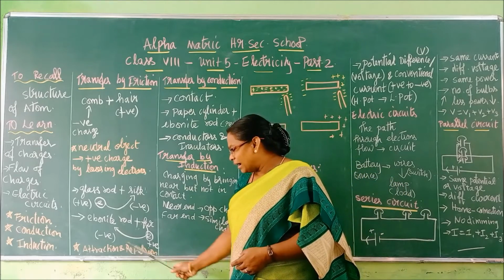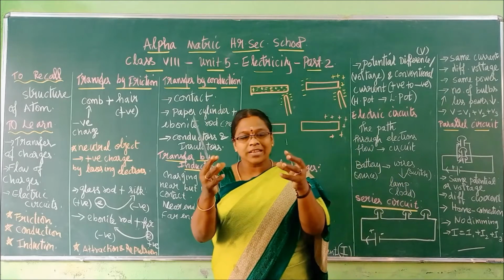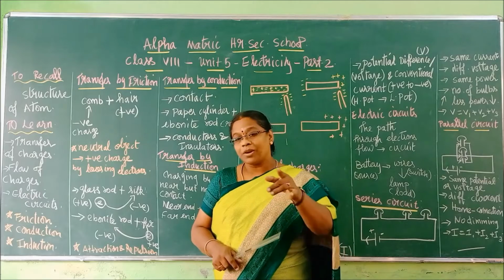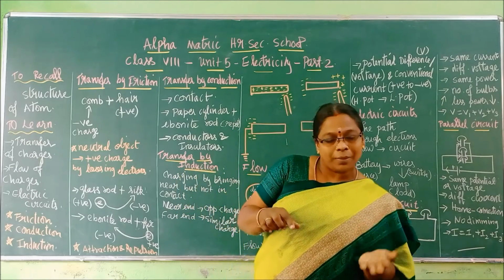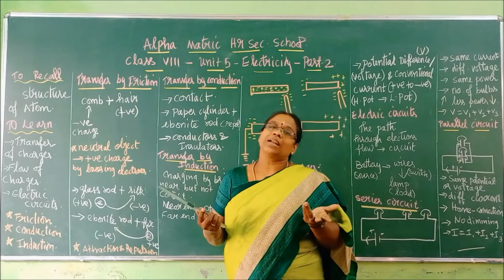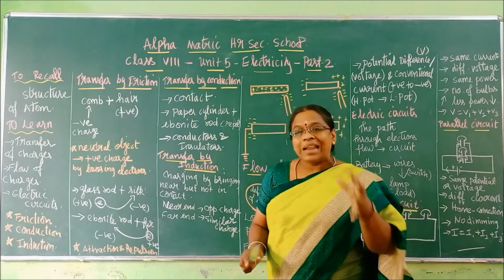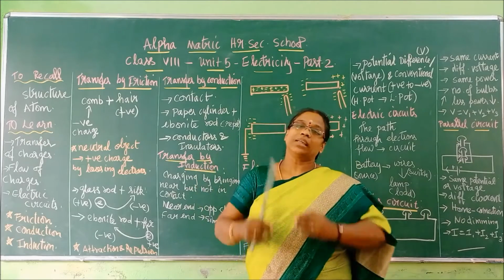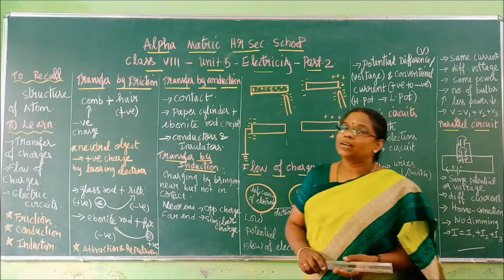Here, I have written one point: attraction and repulsion. When two objects are closer to each other, as in the paper bit experiment, when I bring the scale very close to the paper, it will get attracted. When the distance increases, that attraction or repulsion won't happen. So attraction or repulsion of charged objects depends upon how close they are kept. Children, these are the points you have to learn under this heading.